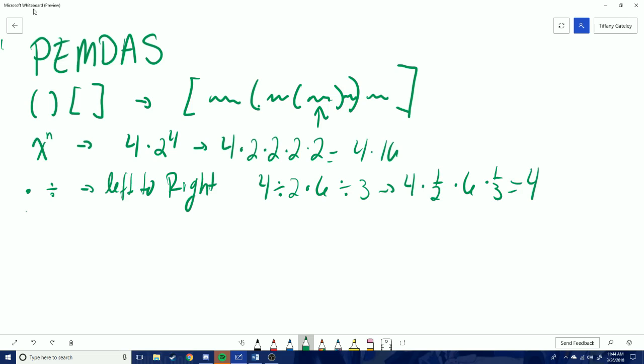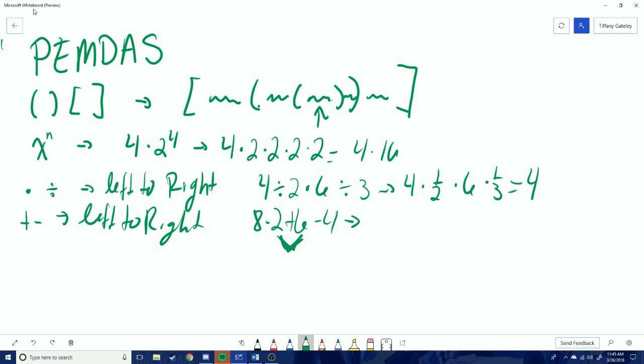Same with addition and subtraction. You also do those left to right. So if you have 8 minus 2 plus 6 minus 4, you don't do this first. That's wrong. Because again, you forget that this minus goes with this 2. So what I would do to minimize confusion is I would do the tear and share rule, which would be doing, so this would be 8 plus negative 2 plus 6 plus negative 4.